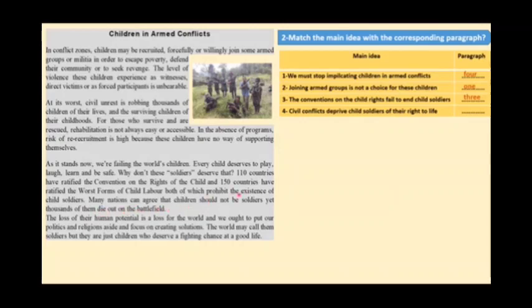Very good. What about idea number 4? That's for sure paragraph number 2. The conflicts deprive children soldiers of their rights to life. At its worst, civil unrest is robbing thousands of children of their lives.